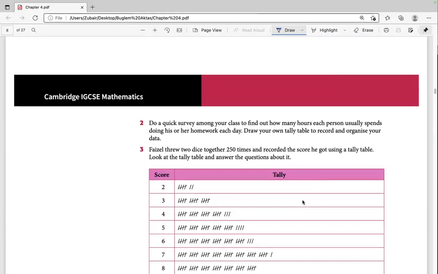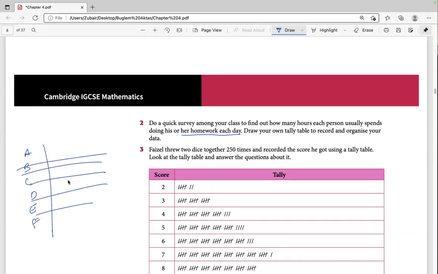Do a quick survey among your class to find out how many hours each person usually spends doing his or her homework each day, and draw your own tally table to record and organize your data. So we have different students, let's say A, B, C, D, E, and F, 6 students. And we can ask how many hours they are taking.